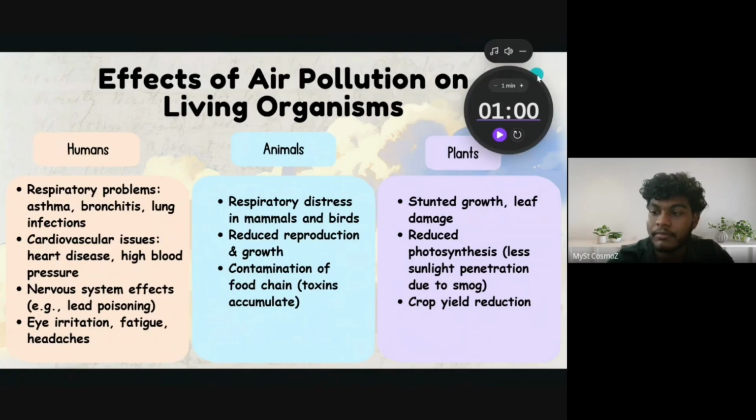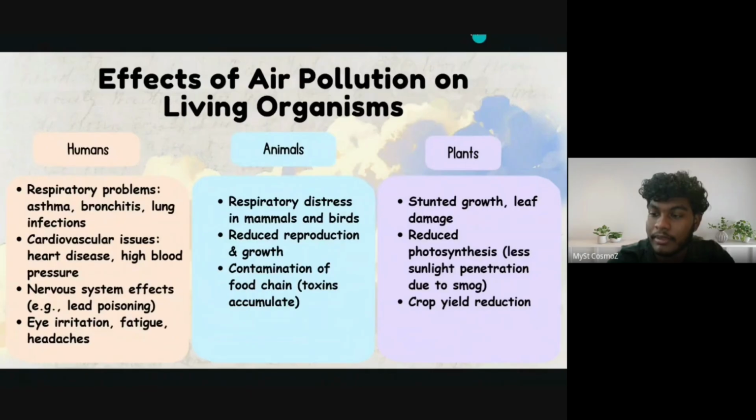Animals are also greatly affected by air pollution, just like humans. They can suffer from respiratory distress due to inhaling polluted air. Pollutants in the environment can interfere with their reproductive system, leading to reduced reproduction and slower growth rate. In addition, toxins from the air often settle into soil and water, contaminating the food chain. Over time, these toxins accumulate in animal tissue, which can cause illness or death and disrupt entire ecosystems.